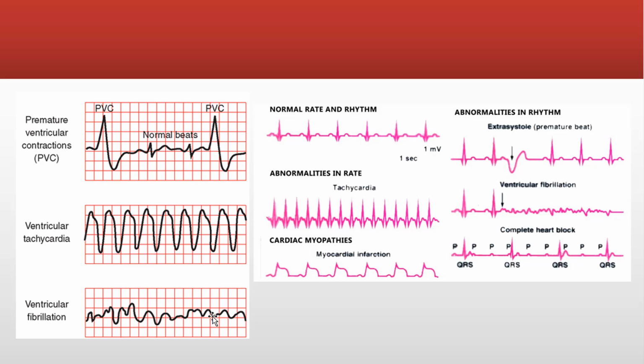VFib looks like this. We'll be talking about each of these individually. Normal heart rate. This is definitely tachycardia. If somebody's having a myocardial infarction, this is what you'll see. You'll see the P, the QRS, and then kind of looks like a seat almost. So that's bad news. They're infarcting. And then you'll see over here we have some VFib and then heart block.